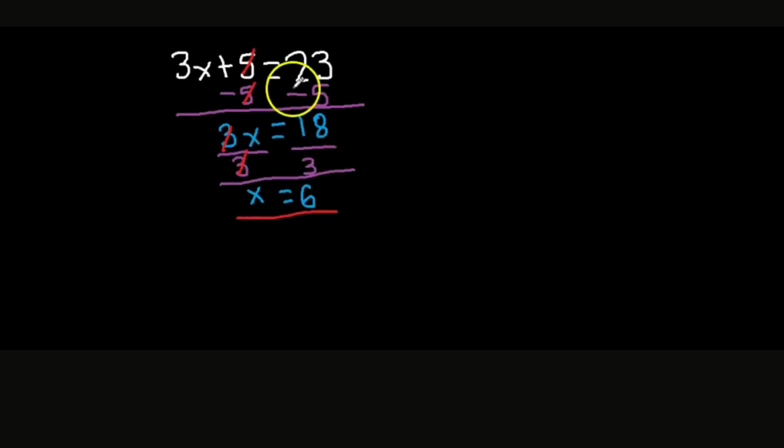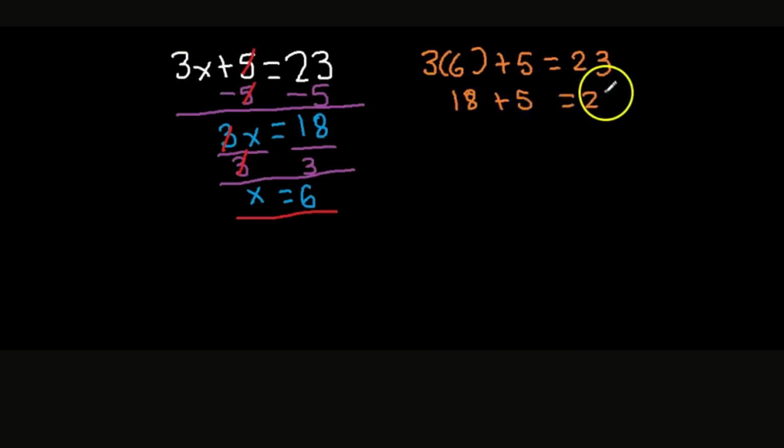If you want to check it, you can fit in x here. So it would be 3 times x, and then you fill in x, which is 6. So 3 times 6 plus 5 equals 23. And 3 times 6 is 18, and then plus 5 equals 23. So we distribute it, right? And then 18 plus 5 would equal 23. Both sides equal 23, which means this is right.